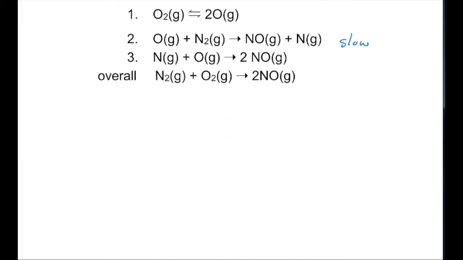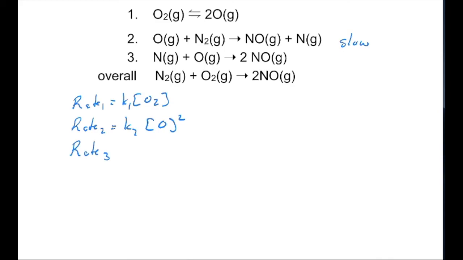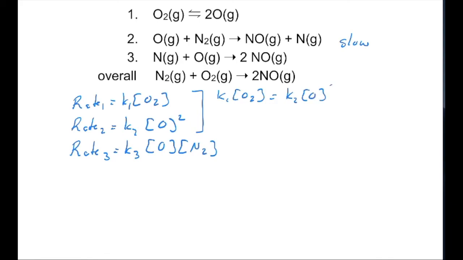So here we go. Let's write everything down again as we did in the previous 2. Rate 1 equals K1 times the concentration of O2. Rate 2 equals K2 times the concentration of O squared. And then rate 3 equals K3 times the concentration of O times the concentration of N2. So these first two were the ones in equilibrium. So K1 times the concentration of O2 equals K2 times the concentration of O squared.